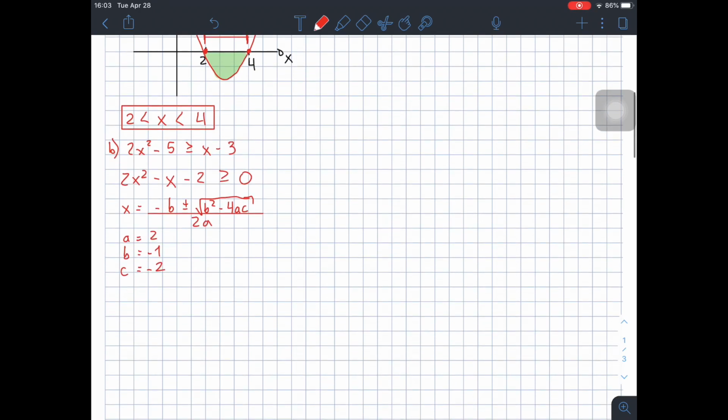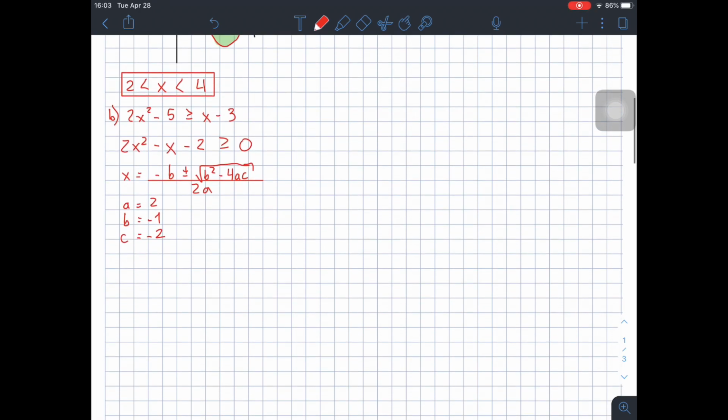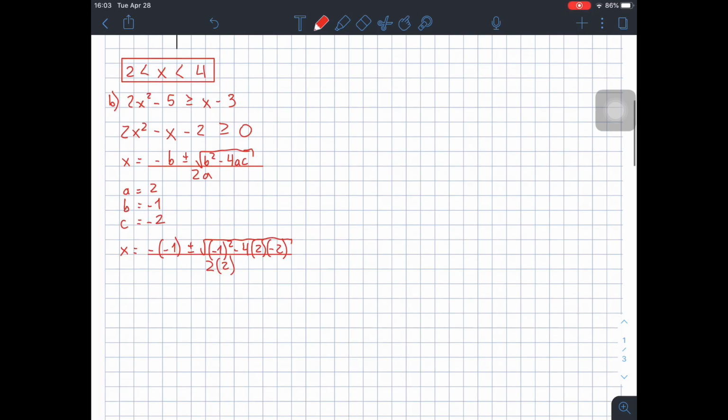So I'm going to apply those values into the quadratic formula, and we will get x equals minus negative 1 plus or minus the square root of negative 1 squared minus 4 times a, which is 2, times c, which is negative 2, over 2 times 2a. Okay, so then we need to start solving this.